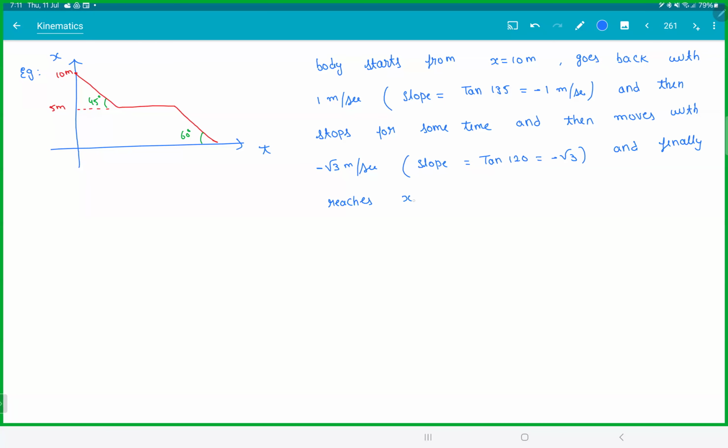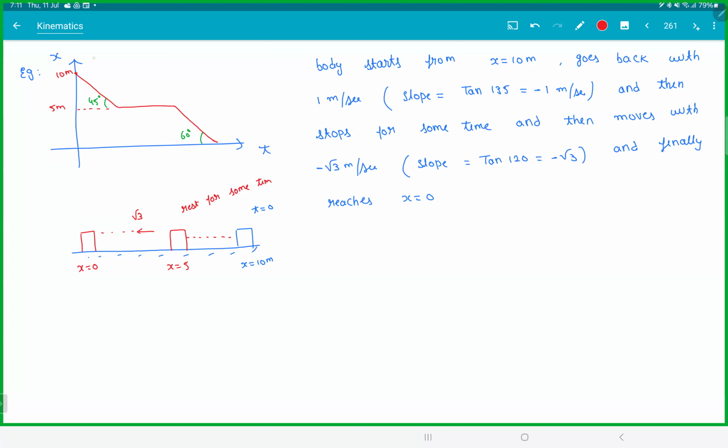So if you try to draw the physical system of this, this is what had happened. It started here at x is equal to 10 meter, at t is equal to 0. It traveled till some place here, x is equal to 5. It is at rest for some time. Then again it moved with root 3 backward. And then finally reached x is equal to 0. This is what happened with the graph. Is this making sense, everyone?